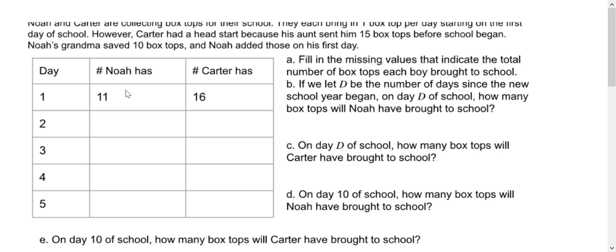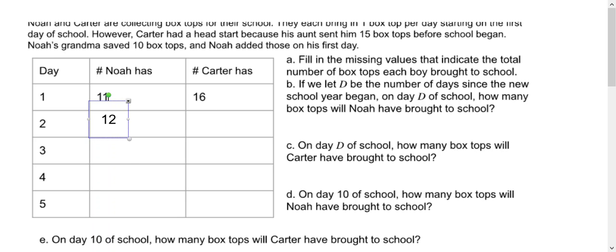So it's kind of different because now you have a table and you're going to fill in a table with it. So like on day 1, Noah had 11 and Carter had 16. And so you're not starting at the beginning, you're actually going to have a little bit extra. So it says to fill in the missing tables.